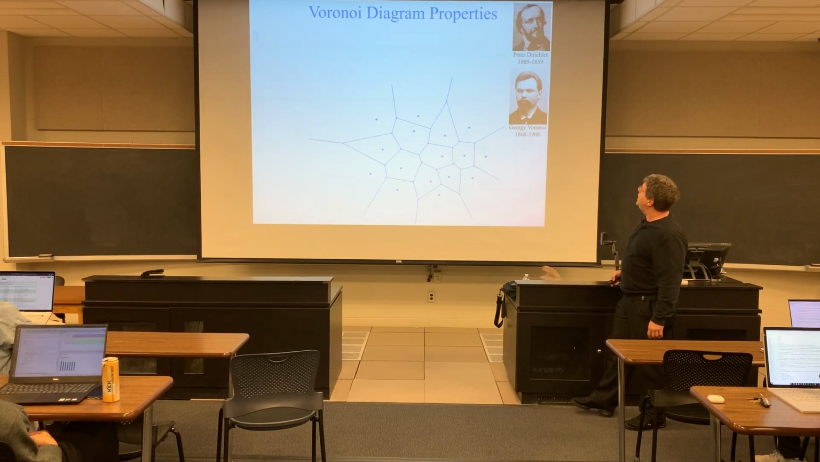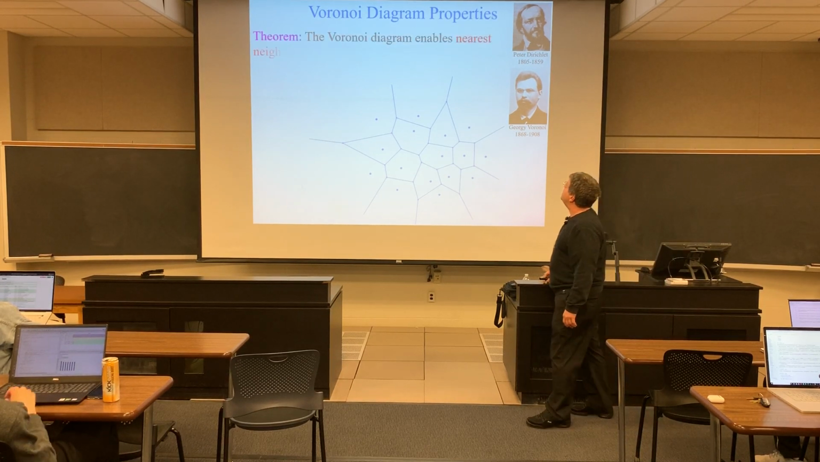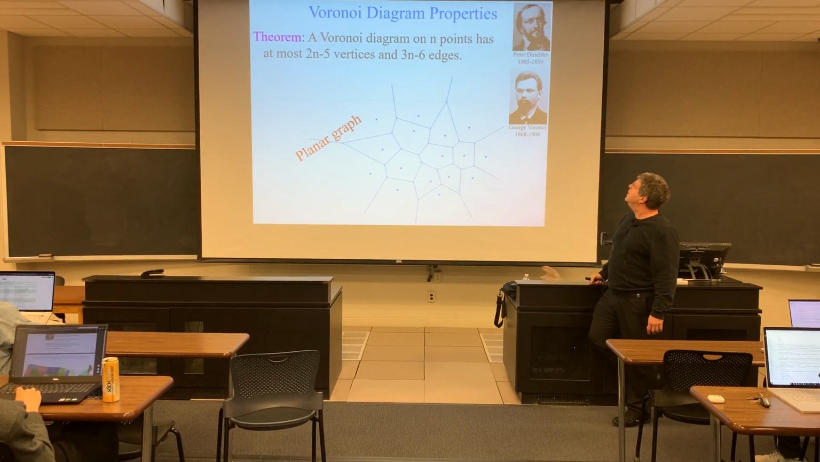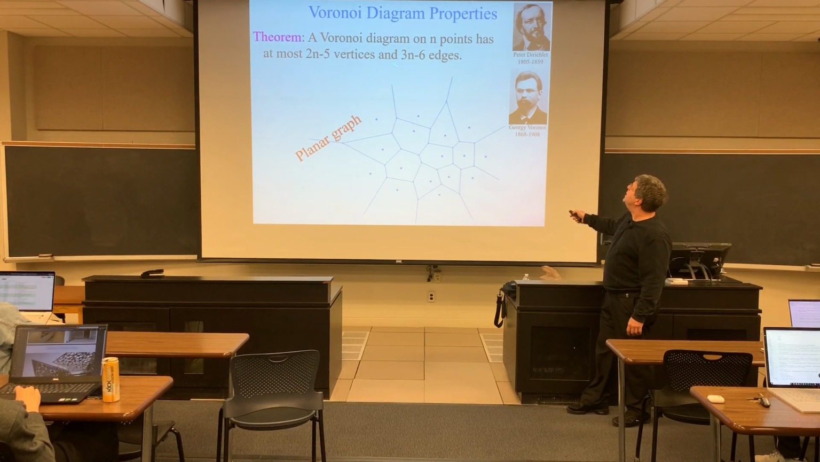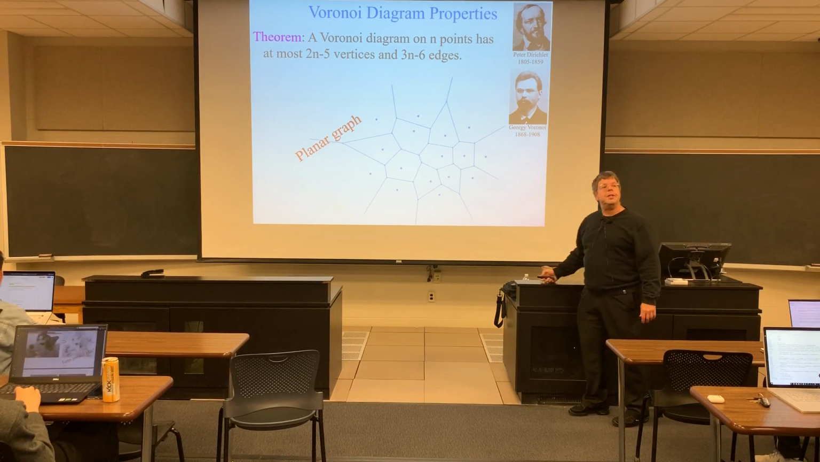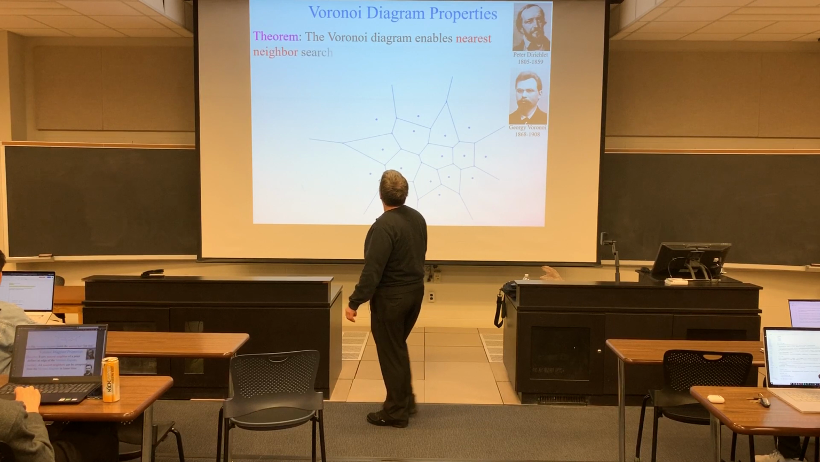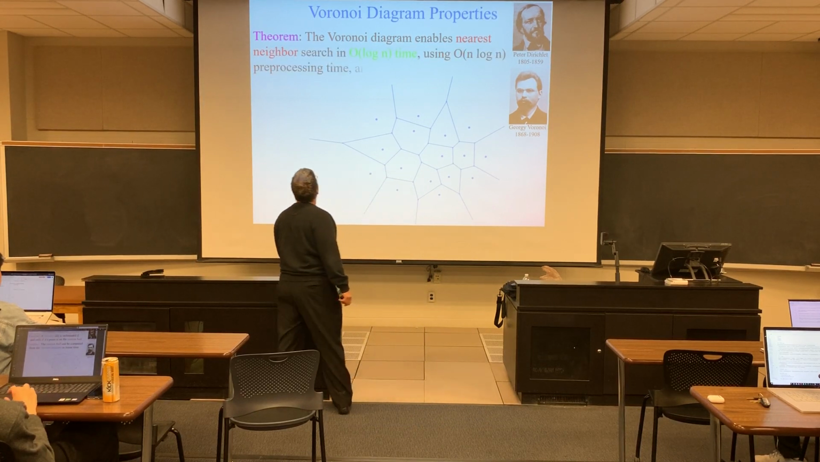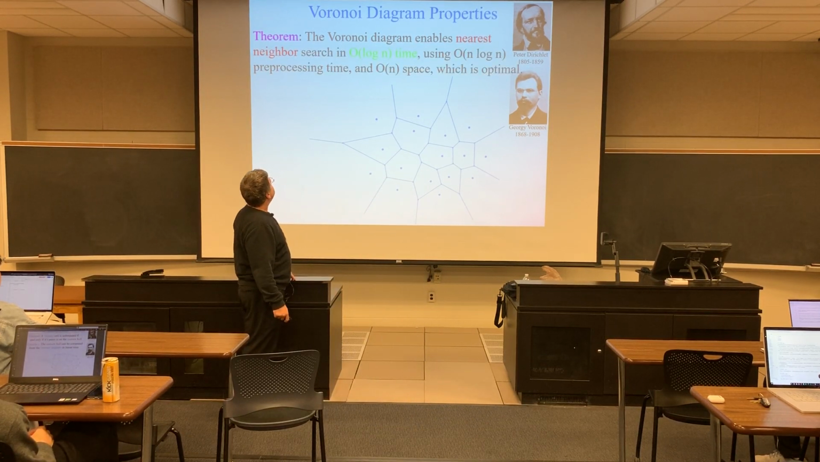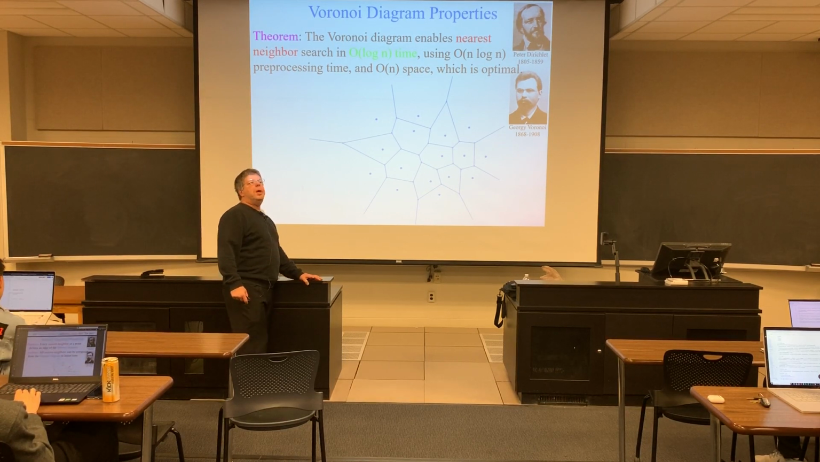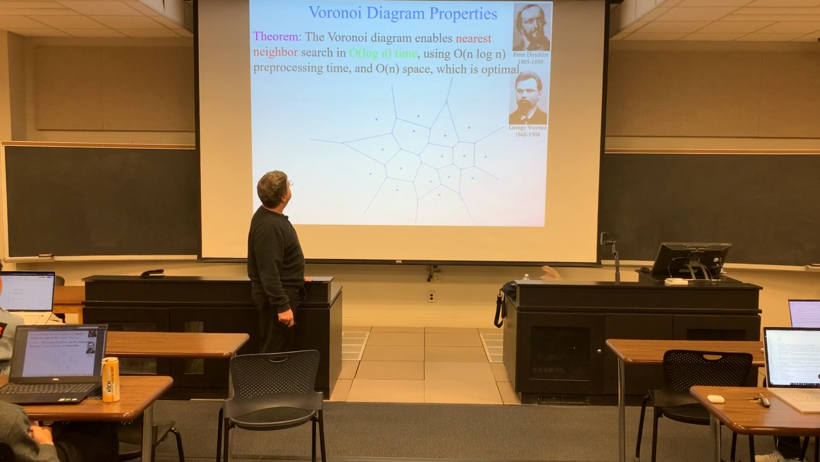Again, this is what I said a minute ago. A Voronoi diagram is a planar graph, and so the number of edges is linear. In particular, it's at most 3n minus 6. You can show that planar graphs have no more edges than 3 times the number of vertices, minus 6. Okay. So you can do nearest neighbor search in logarithmic time if you have a Voronoi diagram kind of structure.